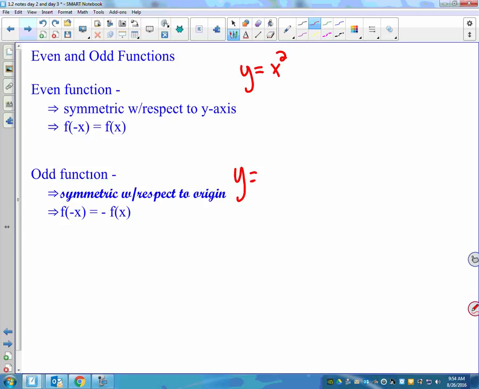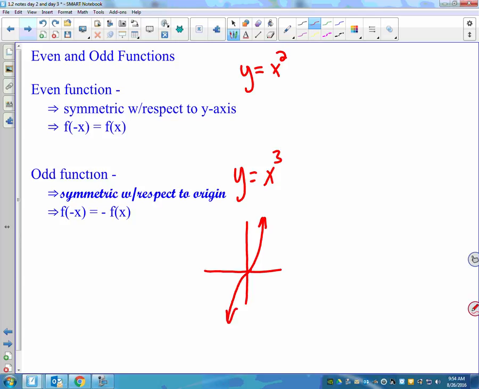So I'm going to give you a hint. An even function, what do you notice about this exponent right here? Y equals x cubed is a good go-to example of an odd function. Do you know what x cubed looks like?